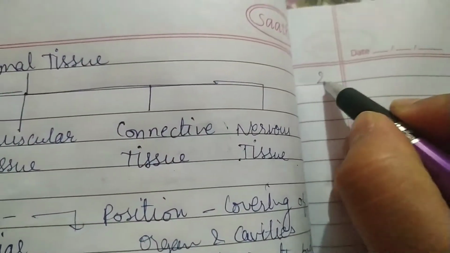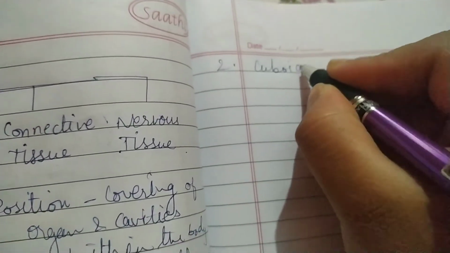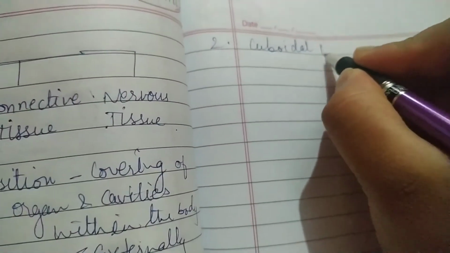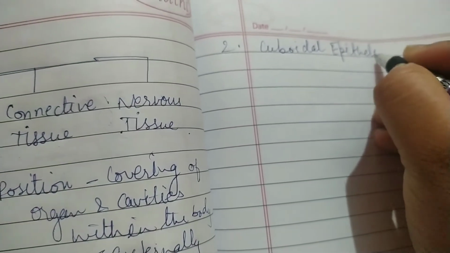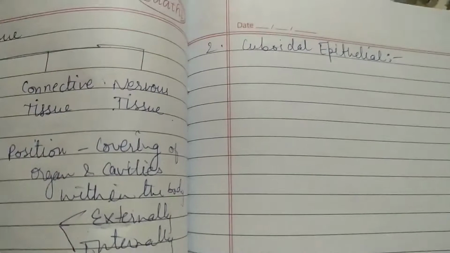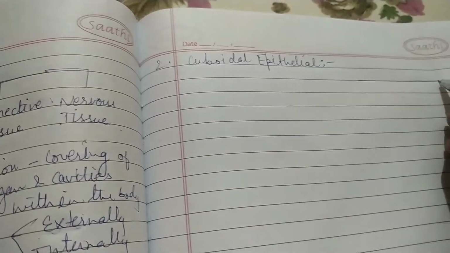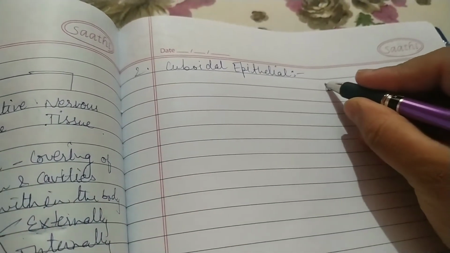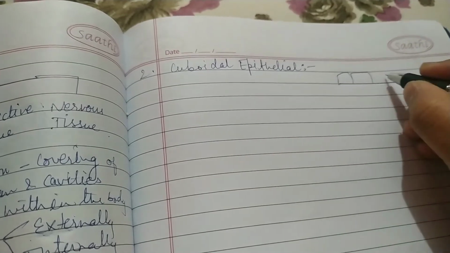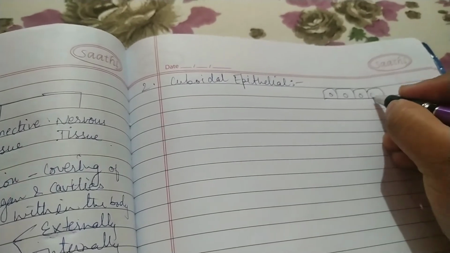Now let's move to the other type, which is cuboidal epithelium. Let's discuss cuboidal epithelium. If we talk about its structure, it is just a cube-like structure, as the name suggests.